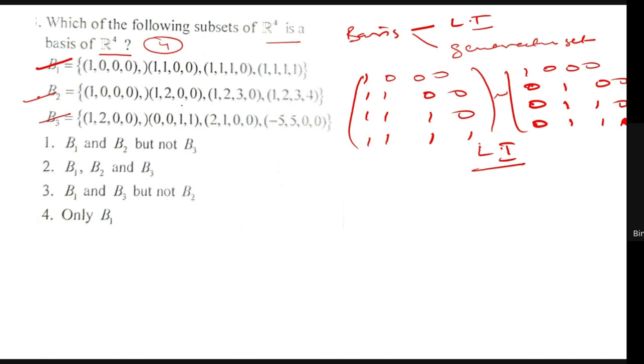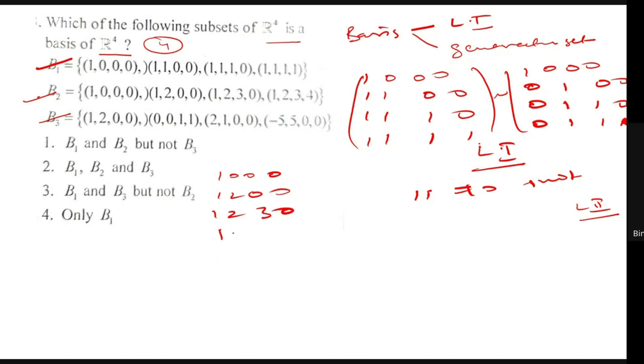This is a very simple question. You can easily check, or should I show you how to check? Are you all familiar with this concept, LI or LD? Similarly, the next is 1 0 0 1 2 0 0. When the determinant is non-zero, it is a non-singular matrix, all eigenvalues are non-zero, and all these vectors are LI, we can say that. So B1 becomes the basis.